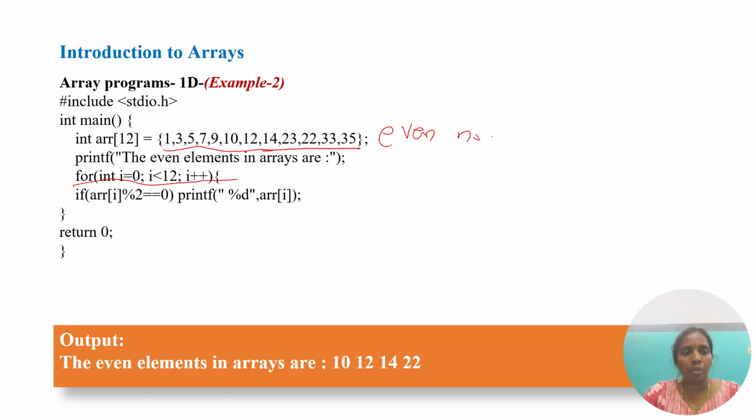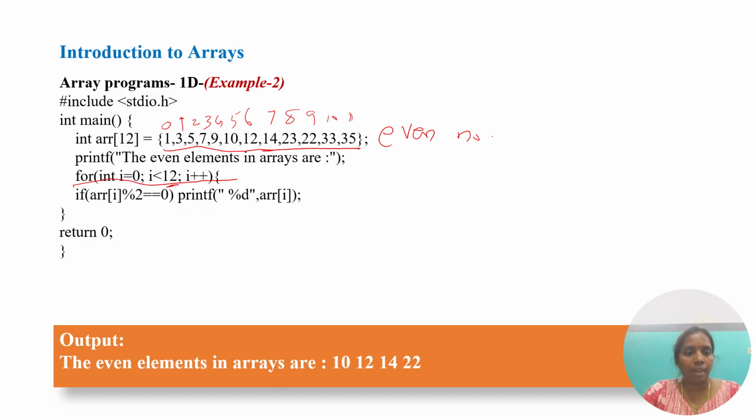So I of 0 is 1. If the value of I equals 1, it means 3, then I equals 2, I equals 3, 4, 5, 6, 7, 8, 9, 10 and 11. That is why we have given the terminating value as 12.